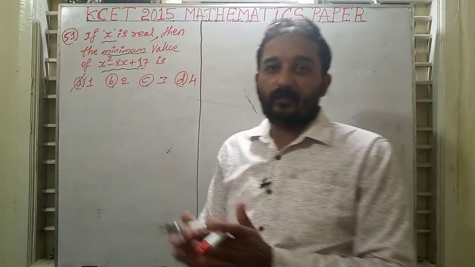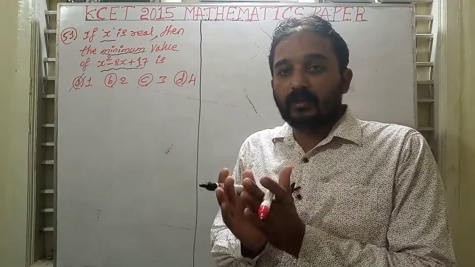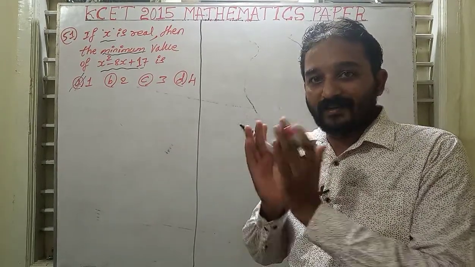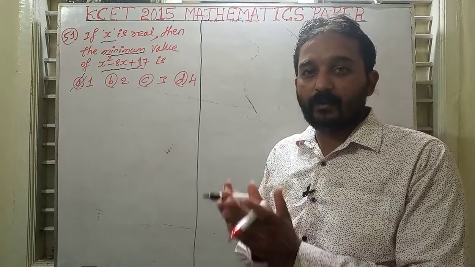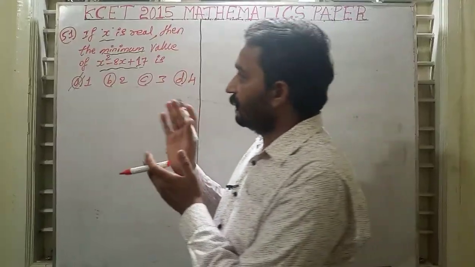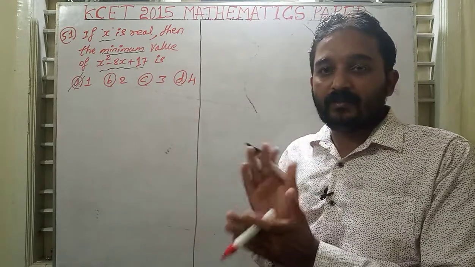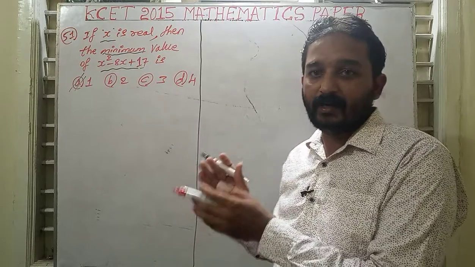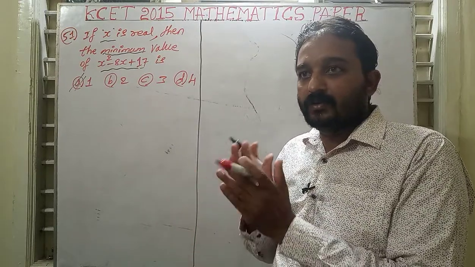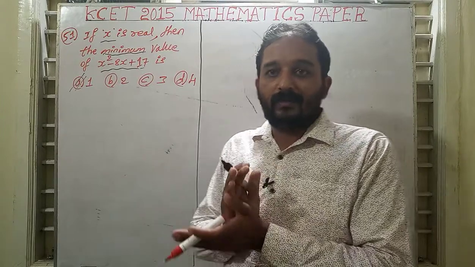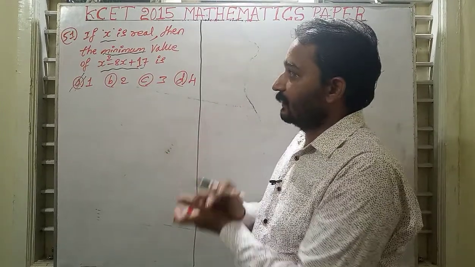So in this video I am going to solve KCET 2015 mathematics paper part 6 from question number 51 to 60. So let us see the first question, 51. This question is based on the chapter application of derivative, particularly maximum and minimum. They usually ask 3 or 4 questions in KCET.